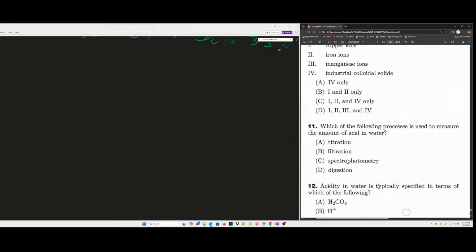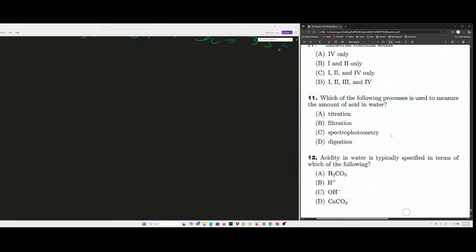11. Which of the following process is used to measure the amount of acid in water? To measure the amount of acid in water, the process we normally use is titration, acid-base titration. This is very basic. All chemists should know this. Acid-base titration is definitely the answer.